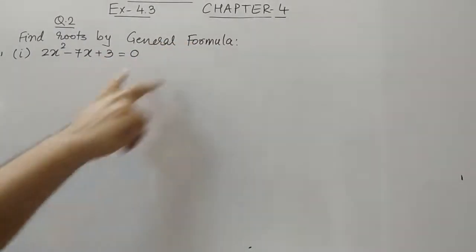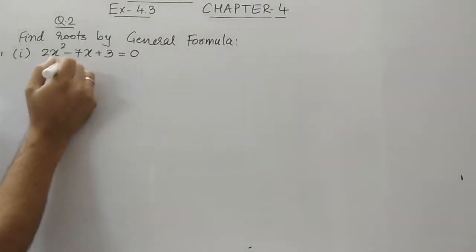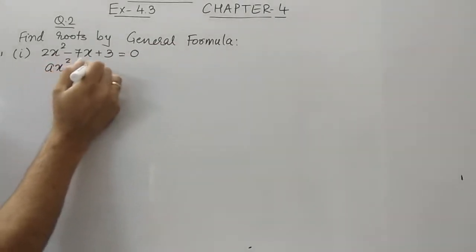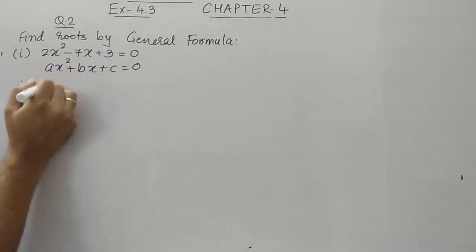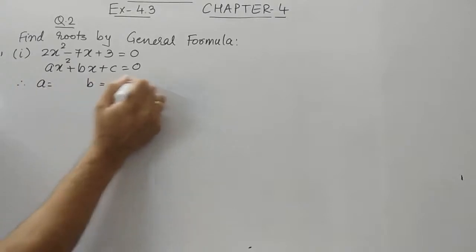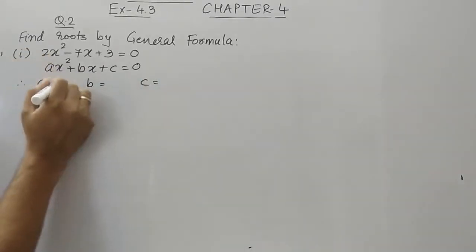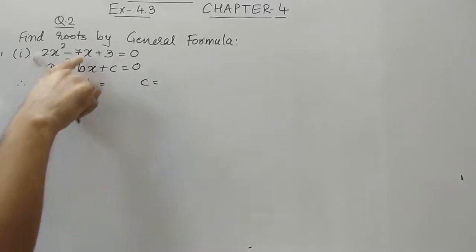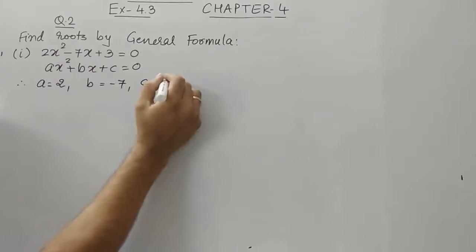So whenever we have to solve by the general formula, we should remember the given equation should be compared with the standard form, ax square plus bx plus c equals to 0. So when we compare, we can get the value of a, b and c. A is considered as the coefficient of x square, that is 2. B is considered as the coefficient of x, minus 7. And c is considered as the constant term, 3.